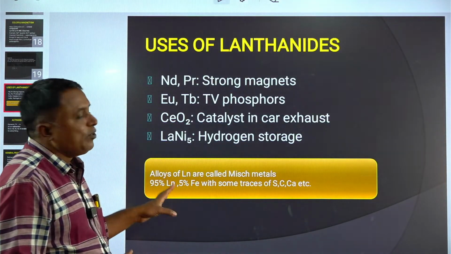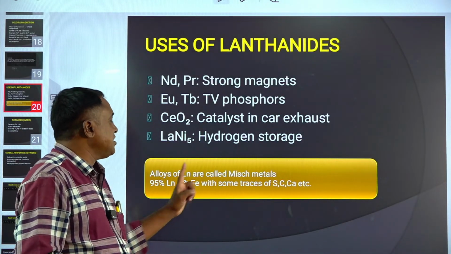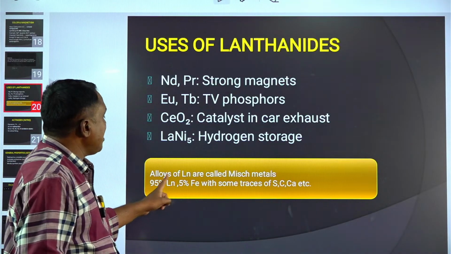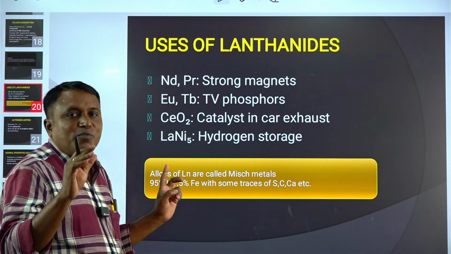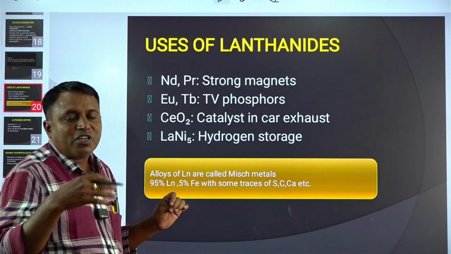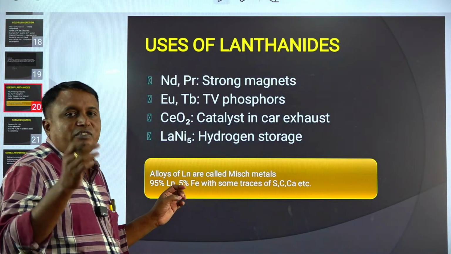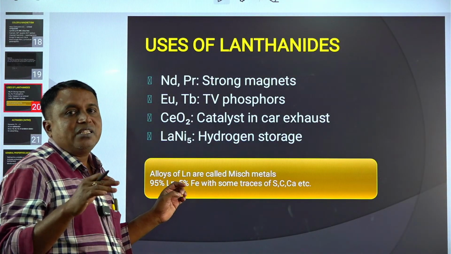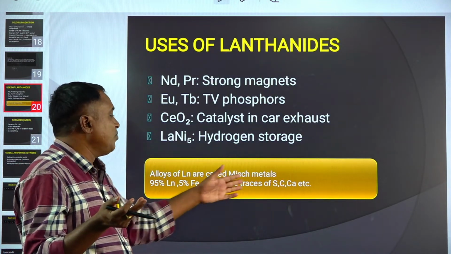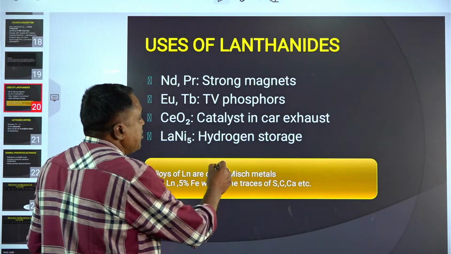So what is the important usage of mish metals? Mish metal is the alloy of the lanthanides. What is the composition of the mish metal? 95% lanthanum and 5% iron, and some trace amounts of calcium, sulfur, etc. elements. So what is the purpose of these mish metals?